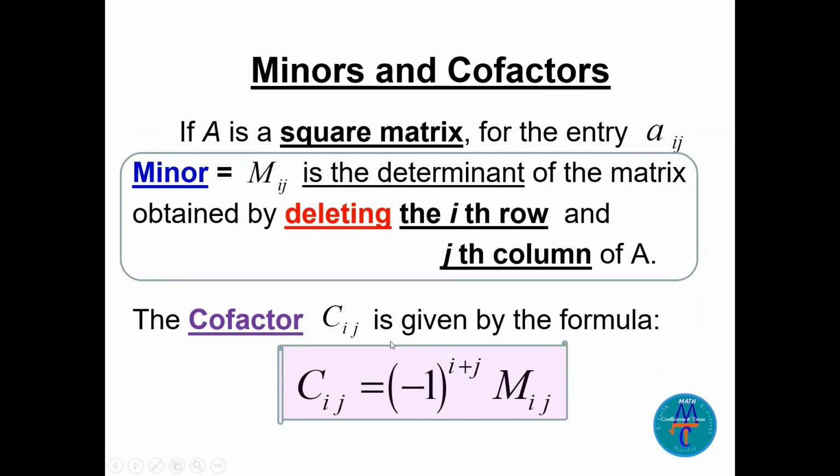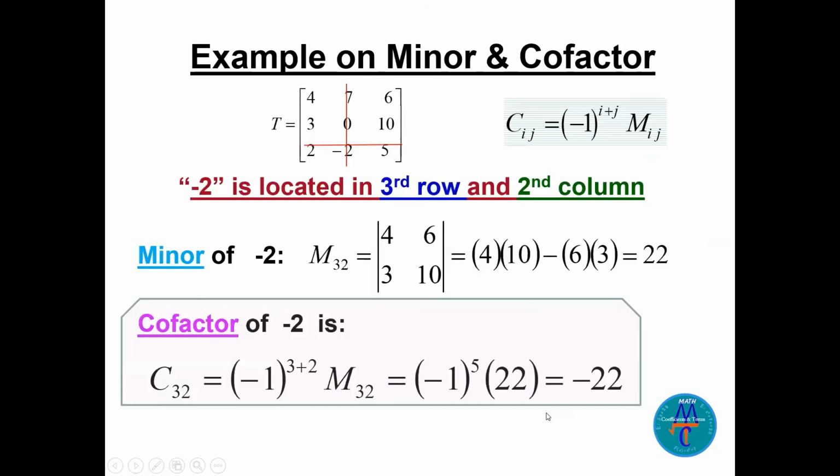Minors and cofactors. If A is a square matrix, then we have entries inside, right? If we look at the entry Aij, then we need the minor sometimes. Capital M, ij, is the determinant of the matrix obtained by deleting the ith row and the jth column of A. Cofactor has a formula I will explain now. Capital C, cofactor ij, will be -1 to the power i plus j times capital M, ij.